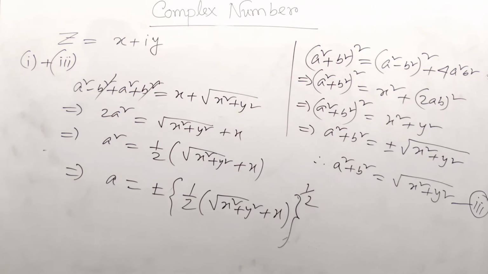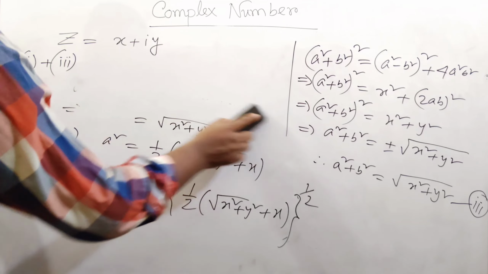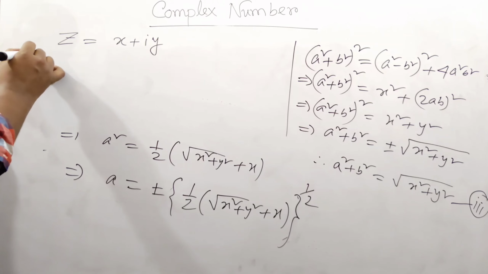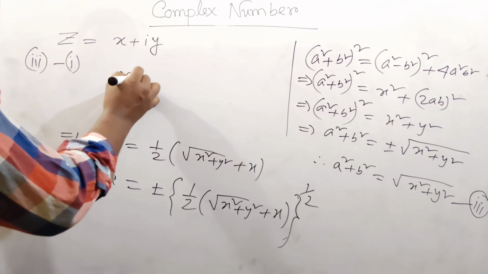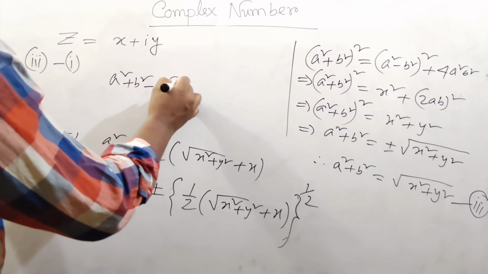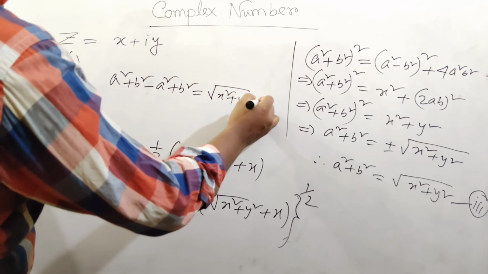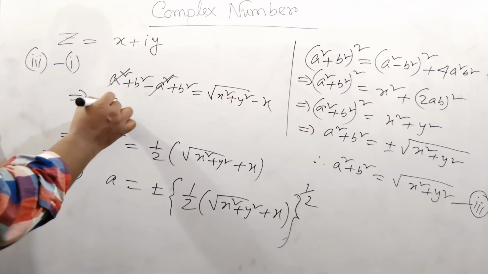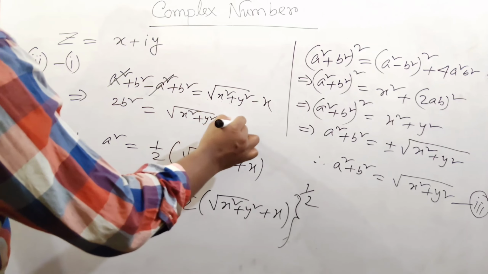Now what will be the value of b? If we subtract equation 1 from 3, then we will easily get the value of b. So it should be a square plus b square negative a square plus b square equals root over x square plus y square negative x. Here we can cancel both a squares, then 2b square equals root over x square plus y square negative x.